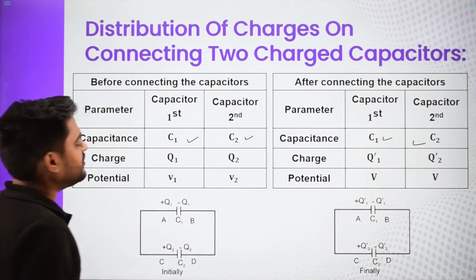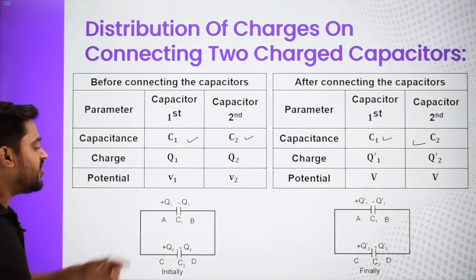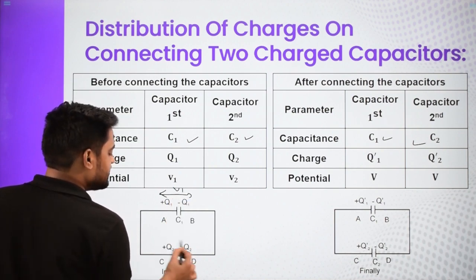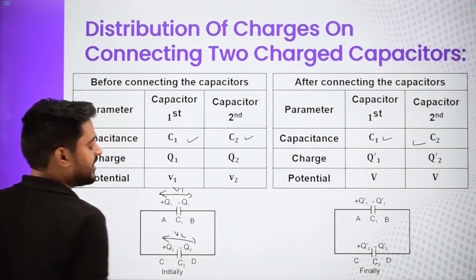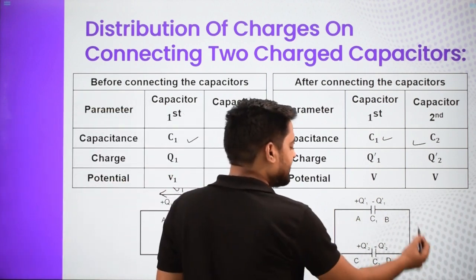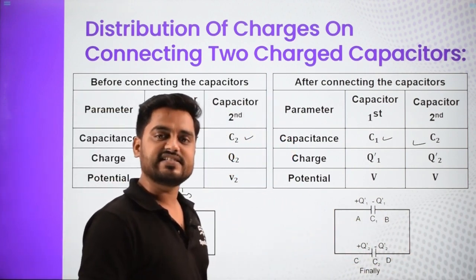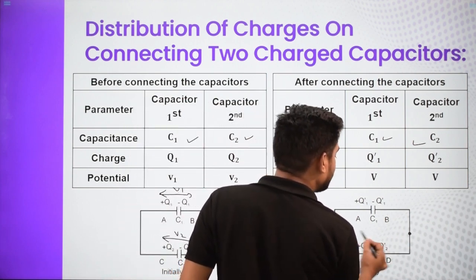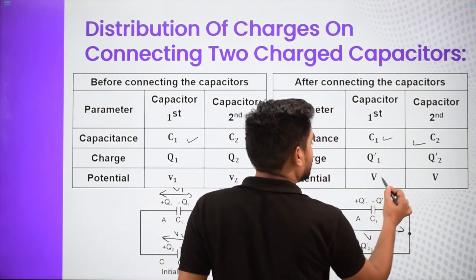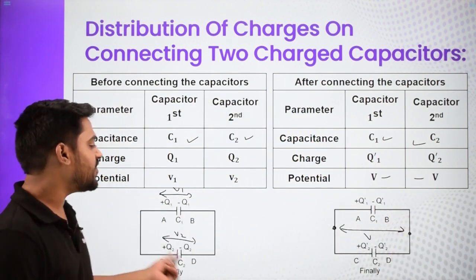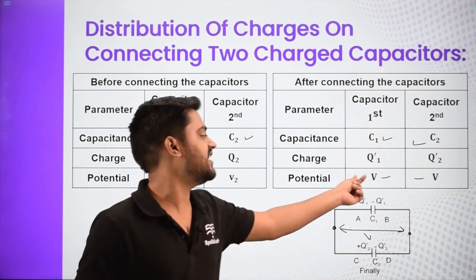Now, what about the potential differences? Initially the potential difference across C1 was V1, and the potential difference across C2 was V2. Now when they are connected and the distribution of charges has completely stopped, the potential difference across both of them is simply V. So we know that the final potential difference across both of them has to be equal. So we are saying V and V.